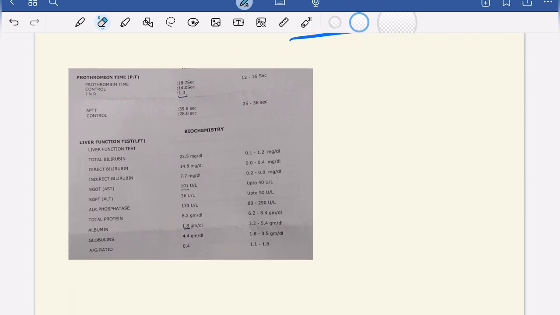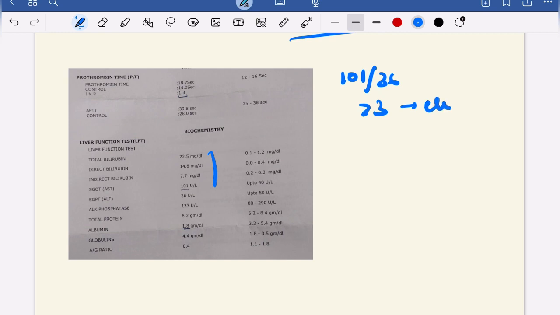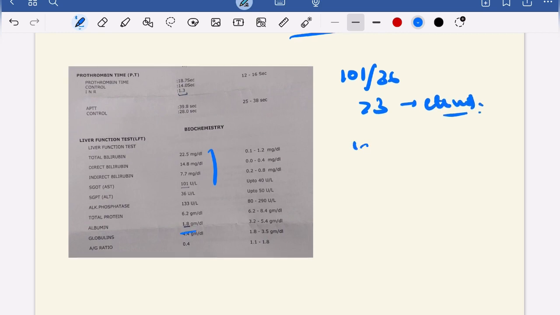So look at the bilirubin parameters, they are raised, and look at the enzyme pattern. AST divided by ALT is more than 3, so it is suggestive of ethanol. This patient was a chronic alcoholic and albumin is 1.8, which suggests chronicity, so it is a DCLD, ethanol induced.